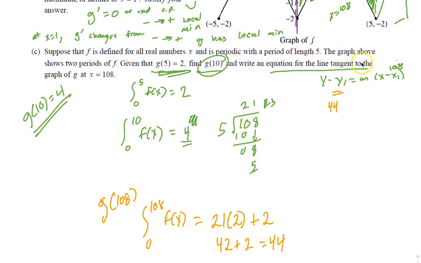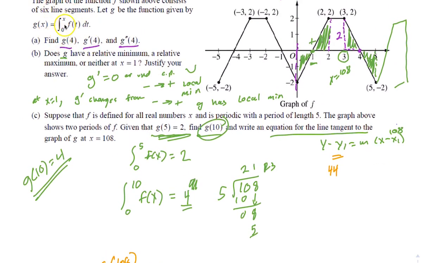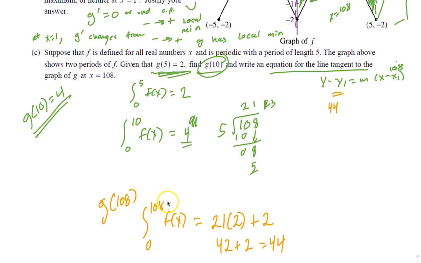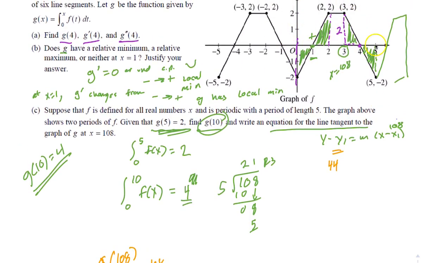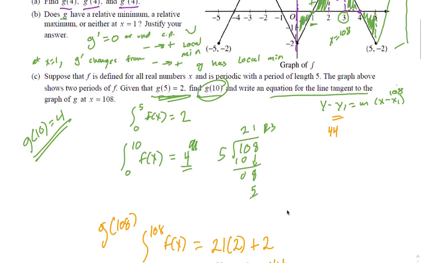Because remember, y1 is, what do you get when you plug the x into the equation? My equation is this integration equation right here. So I've got to plug my 108 in, so I've got to find the integral from 0 to 108. Well, how do I find that? Well, I know that these graphs repeat every 5, and I know the area of one of them is 2. So when I divided 108 by 5, I got 21 times, so it's going to be 21 times 2. But then you've got to add the remainder, which is the same. We're going to add from 0 to 3. Well, luckily these cancel out, and I just get an extra 2. So 21 times 2 plus an extra 2, so 44. So not a little tough, but that's what you get.